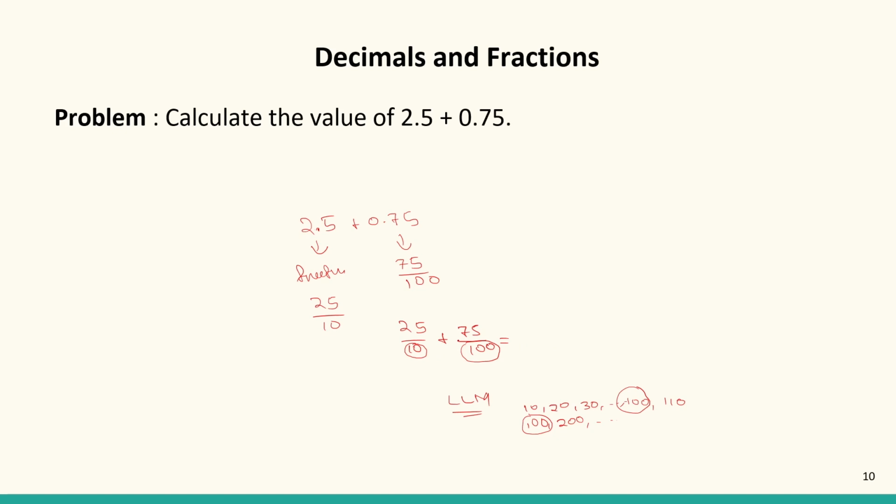So let's convert the fraction 25 by 10 into a fraction which has denominator 100. So 100 down here means 10 into 10, so we need to multiply the numerator by 10. So 25 into 10, plus 75 by 100. This is equal to 250 plus 75 over 100, which is equal to 325 by 100. So this is the answer, that is nothing but 3.25.